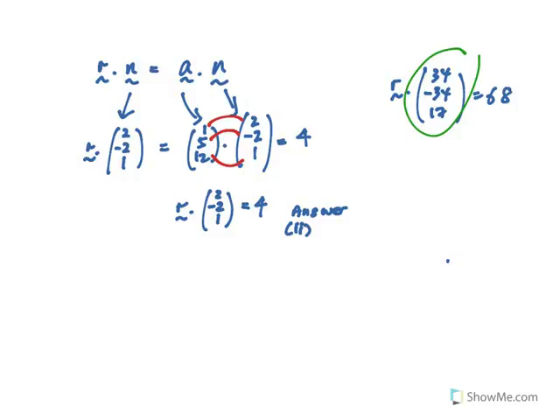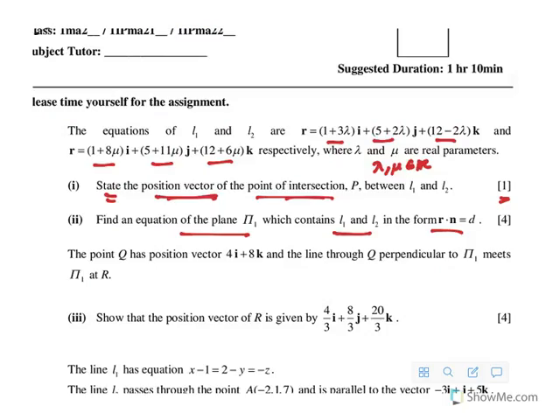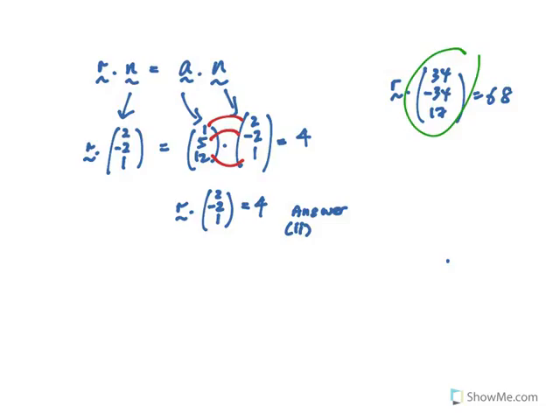Next, we're going to do part 3. For part 3, we need to show, slowly. The point Q has position vector 4, 0, 8. And the line through Q, perpendicular to plane 1, meets plane 1 at R.